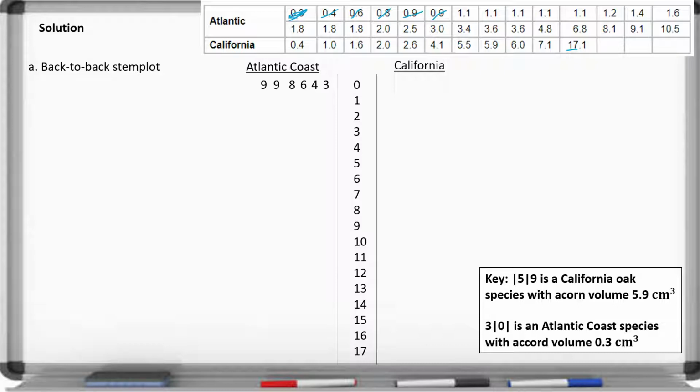Now you're at the 1 point numbers, so 1.1, you have 4 of them. Then you have 1.2, 1.4, and 1.6. So you see how this works. The digits are listed outward from the stem. Now you have 3 1.8s, 1 2.0, 1 2.5, and so on. We go ahead and list the rest of them.